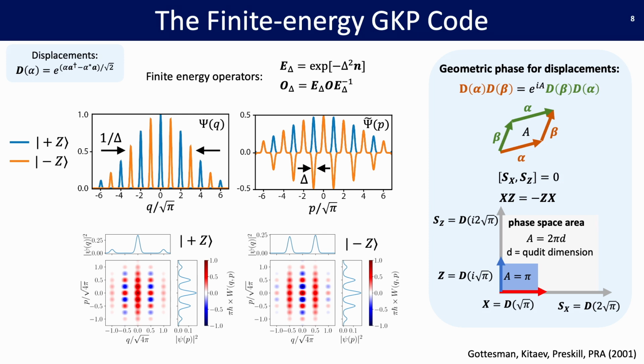And this disjointedness is precisely what gives the GKP code its resilience against small displacement errors. The idea is that if the oscillator undergoes a small unknown displacement error, these states can still be distinguished based on whether they are closer to 0 mod 2 root pi or root pi mod 2 root pi. And these small displacement errors are exactly what the GKP code was originally designed to correct for.